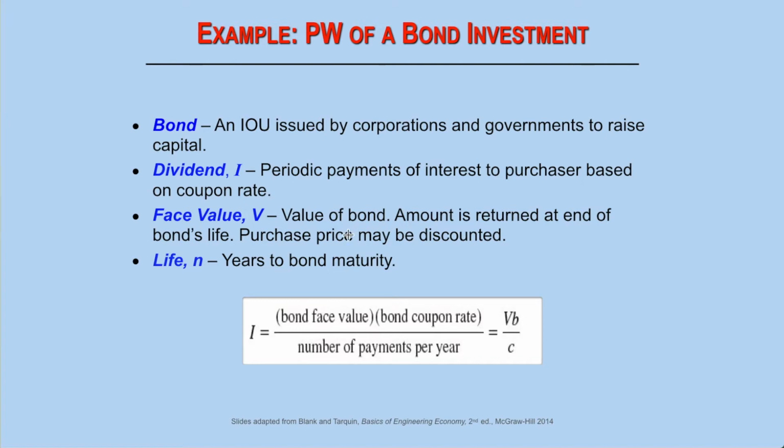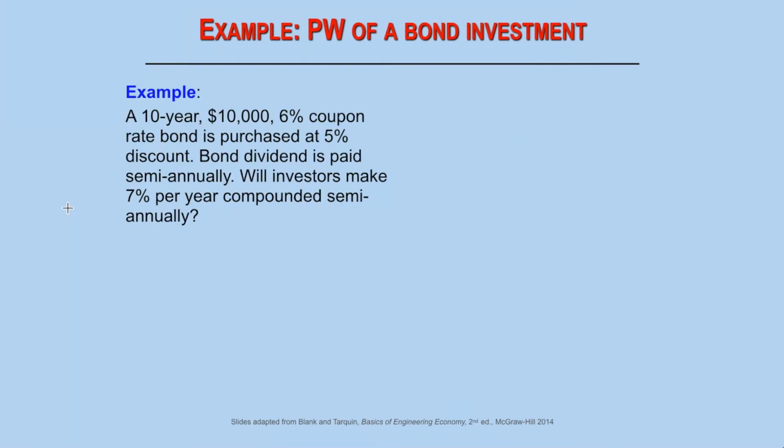The face value is the value of the bond, and it is this value that is returned to you at the end of the bond's life. Now let's apply present worth analysis to evaluate the bond investment in this example. The investor is asking if this bond can make 7% per year.